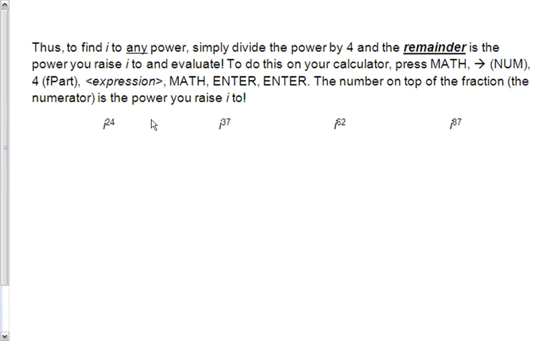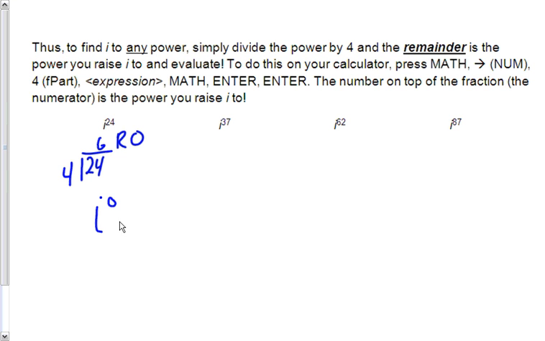If I asked you, hey, can you do i to the 24th? All you would say is you can divide by 4. 24 divided by 4, go to a long division. How many times does it go in there? 6 times. Our remainder is 0. So it's really the same as i to the 0.